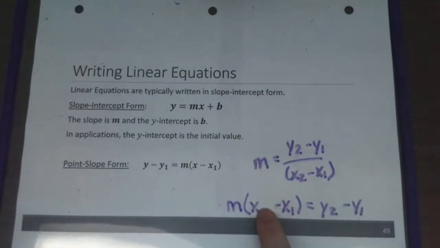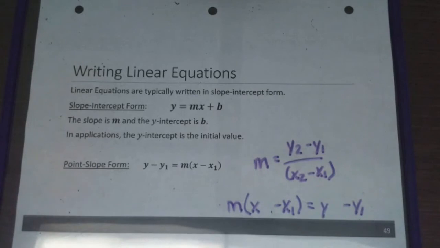If you erase the 2's, you have point slope form: y minus y1 equals m times x minus x1. So this is going to be a useful form because you'll see we will use both.